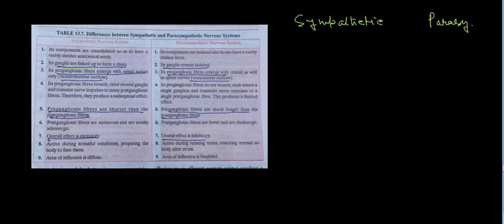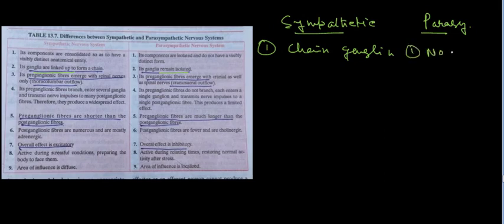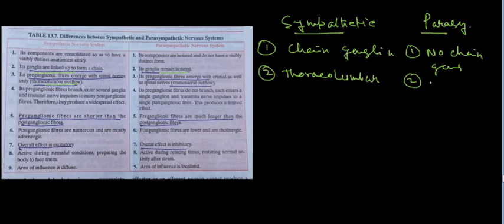Okay, so the sympathetic and the parasympathetic division. The sympathetic division forms the chain ganglion. In the parasympathetic division, the ganglia are isolated, so no chain ganglion is developed in the parasympathetic nervous system. The preganglionic fibers emerge with the spinal nerves, the thoracolumbar. So the sympathetic nerves originate from the thoracolumbar region, but in the parasympathetic nervous system, the efferent neurons originate from the craniosacral region.